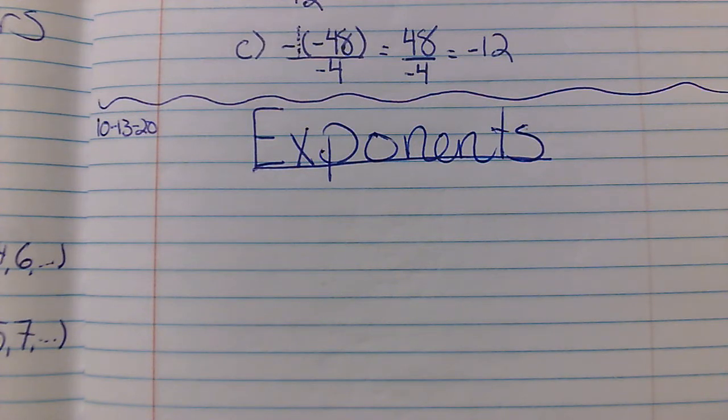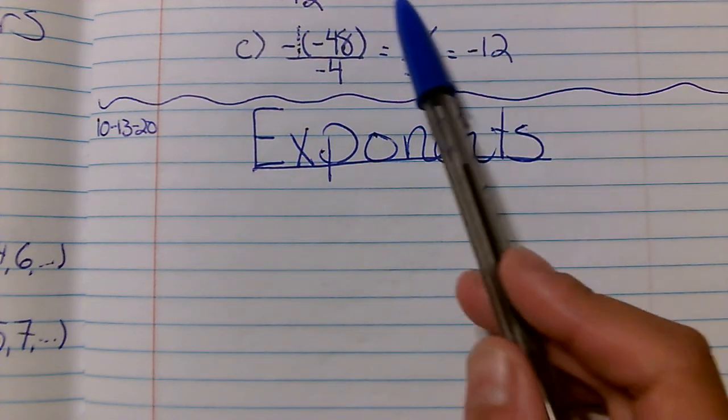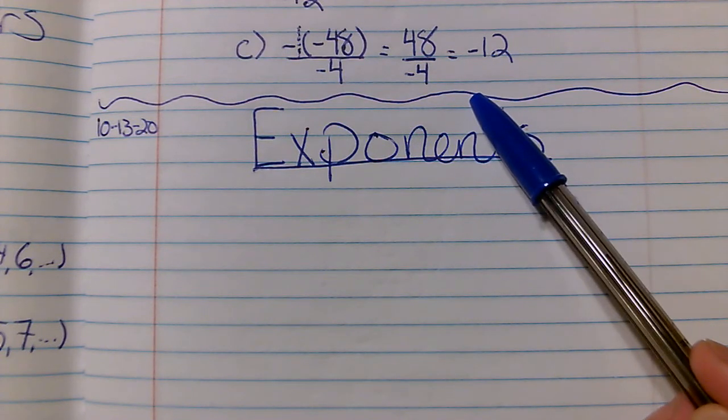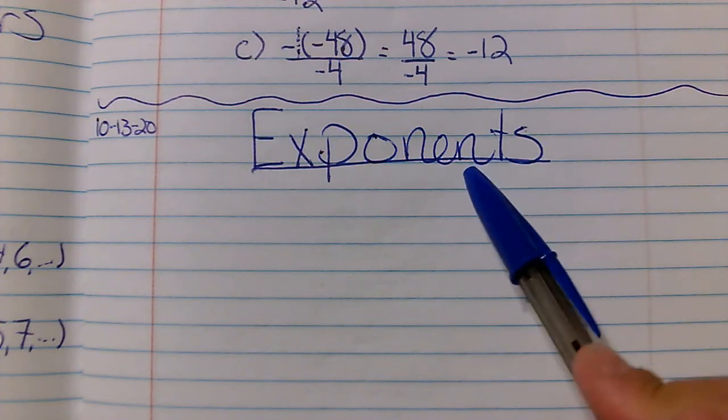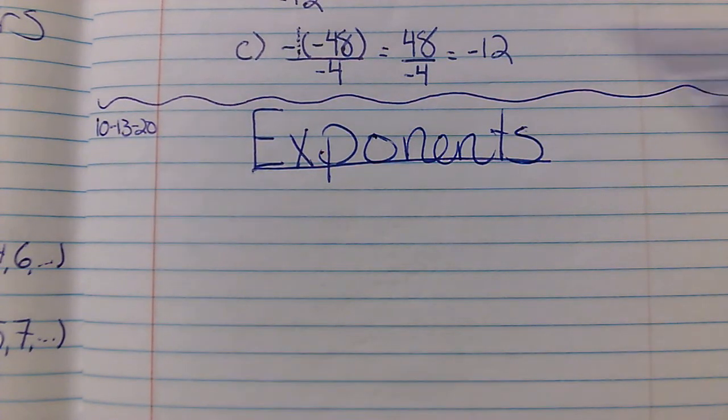We're going to get started today with some notes. You'll notice I put a divider line right under my last bit of notes, where we were talking about how to multiply and divide integers. Today we're going to be talking about exponents, and I've also put today's date off in the corner.